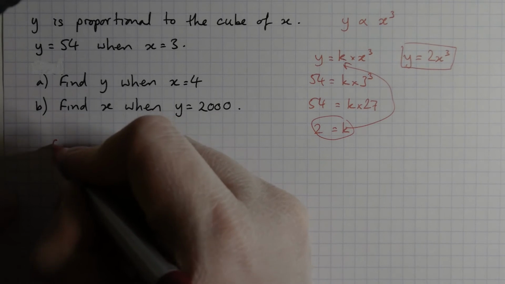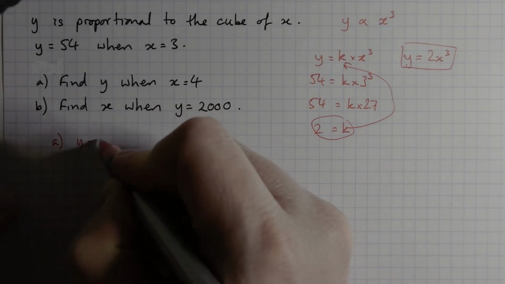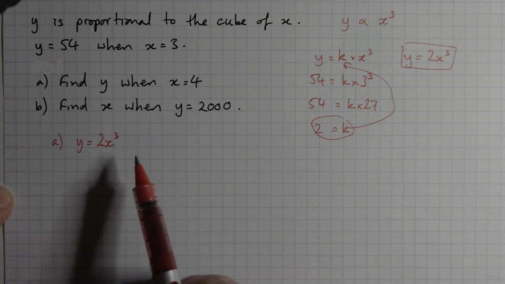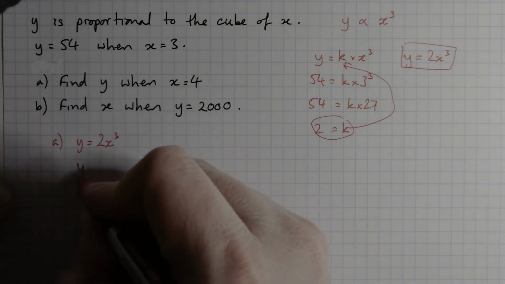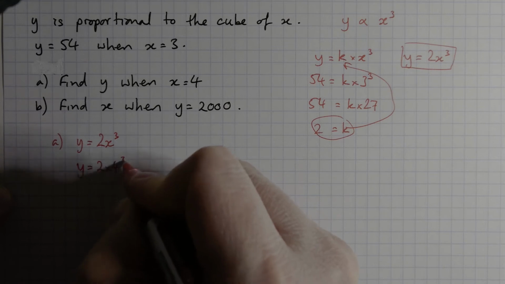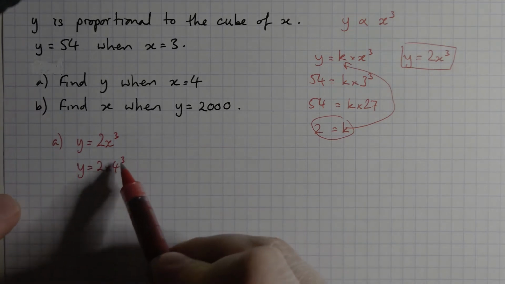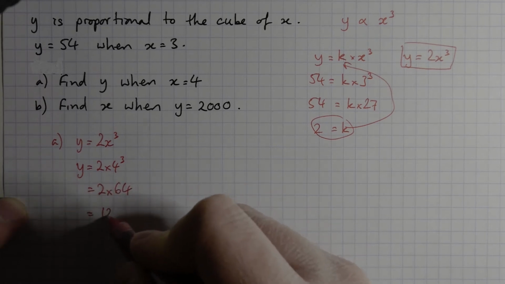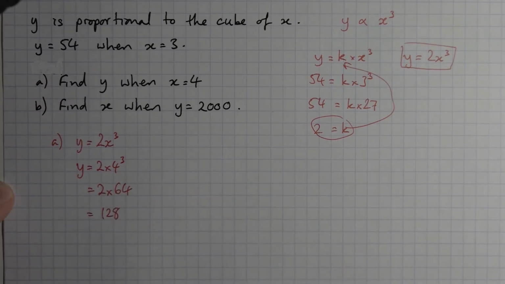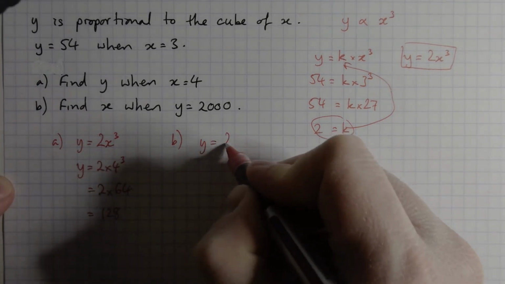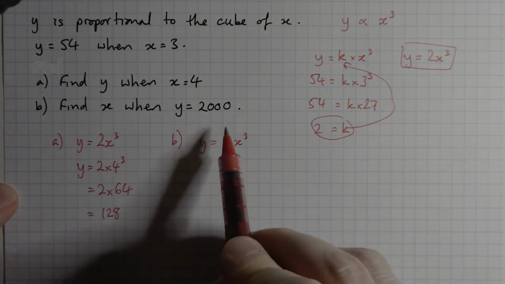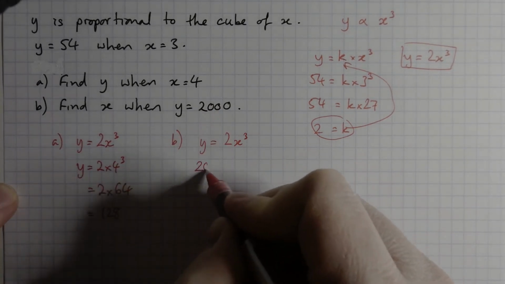So let's use it. When I'm doing A, I start by writing the equation that I've just found, or the formula that I've just found. What do I know? Find y when x is 4. Okay, let's just put 4 in here then. Again, careful, this is BIDMAS. 4 cubed is 64, and 2 times 64 is 128. Part B, in the same way, y equals 2x cubed. Let's substitute what we know. We know this time that y is 2000.